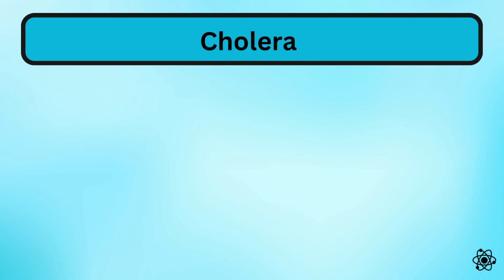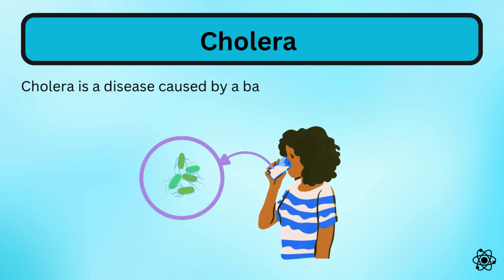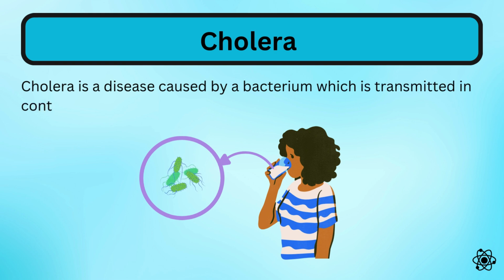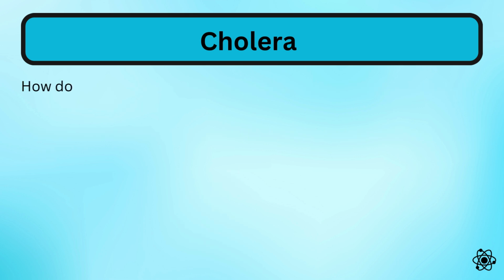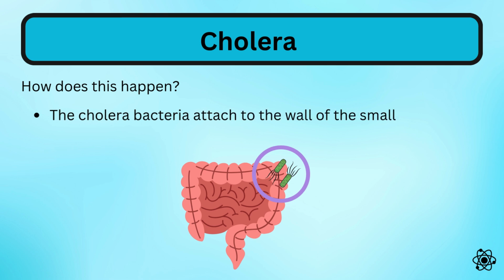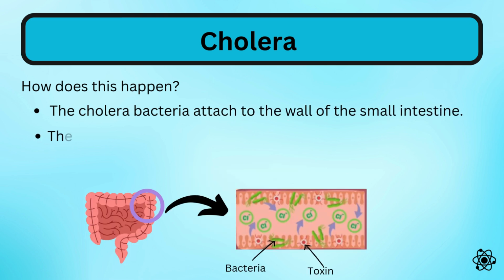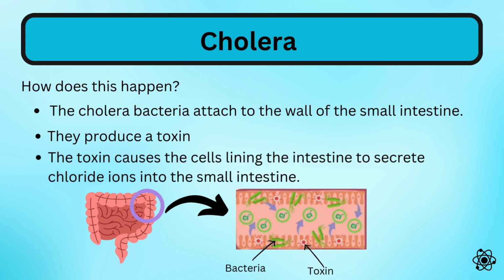Now, let's learn about cholera. Cholera is a disease caused by a bacterium which is transmitted in contaminated water. Cholera causes diarrhea, which is the loss of watery feces from the anus. How does this happen? The cholera bacteria attach to the wall of the small intestine. They produce a toxin. The toxin causes the cells lining the intestine to secrete chloride ions into the small intestine.